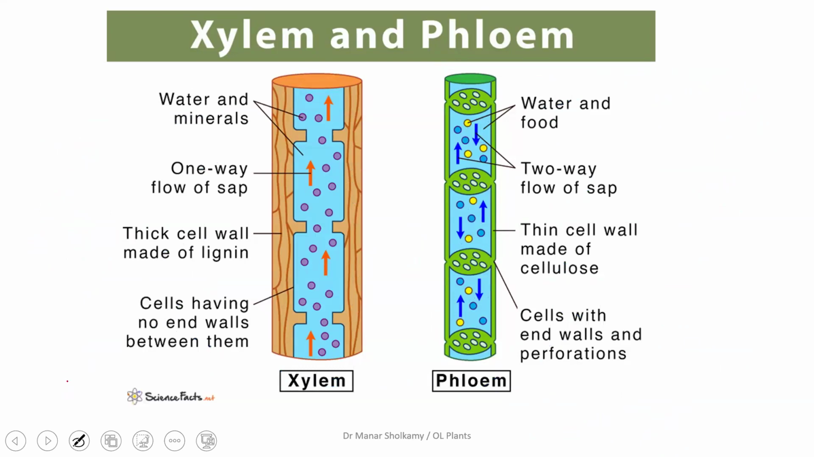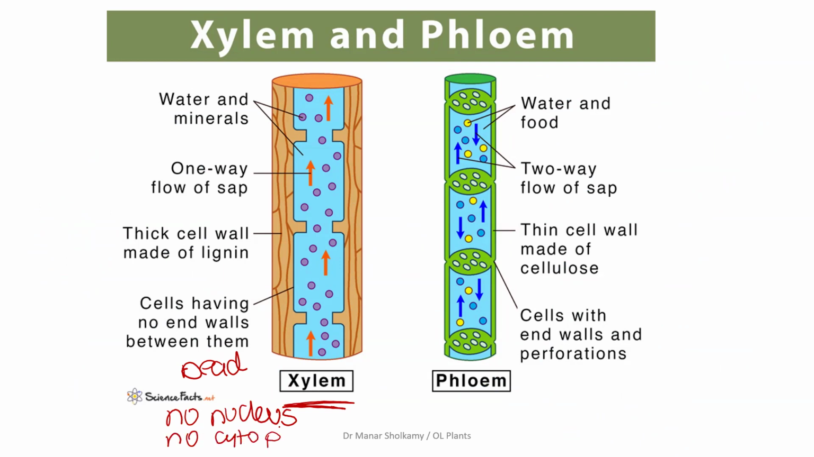Okay, you will use the table that you have in your notes. You can only study the xylem, and the phloem is the opposite. The xylem is dead. The phloem is not dead. The xylem has no nucleus. The phloem also has no nucleus. The xylem has no cytoplasm, but the phloem does have a cytoplasm. The xylem has no organelles at all. The phloem has a few organelles.